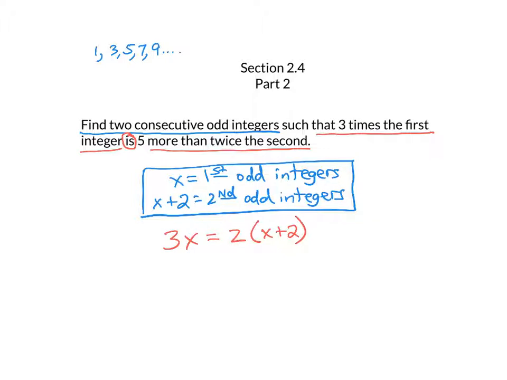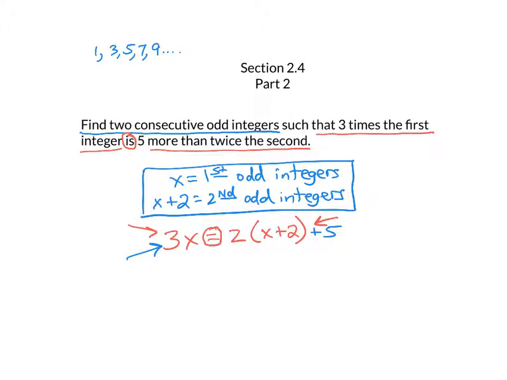Now, I'm saying that 3 times the first integer, this right now, is 5 more than this. So I really don't have an equal sign here, because right now the left-hand side is 5 more. So in order to compensate, I'm going to add 5 to the right-hand side. Now I have an equation that works for this particular story problem.